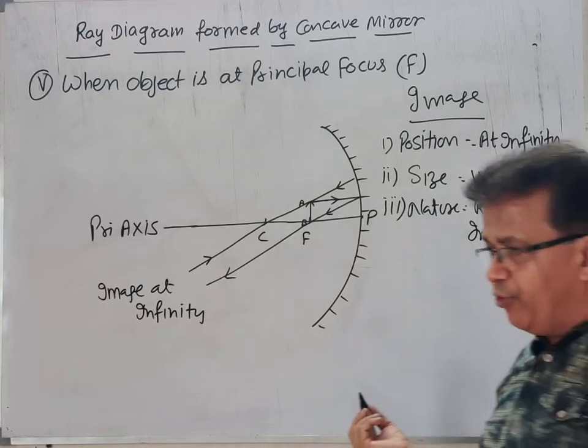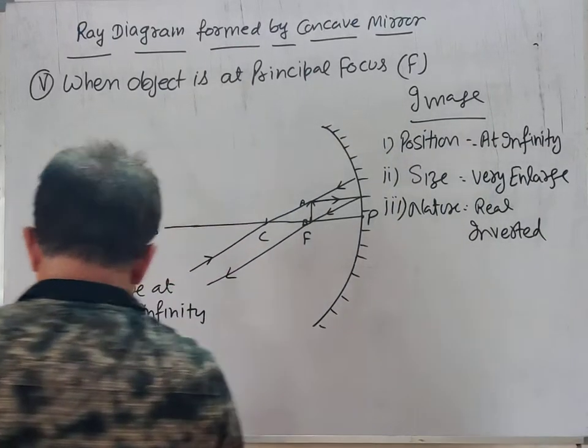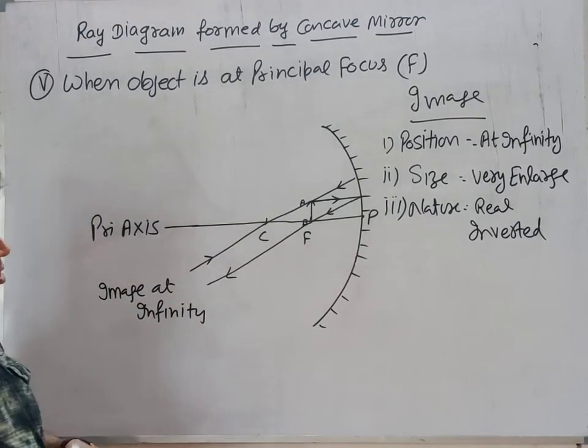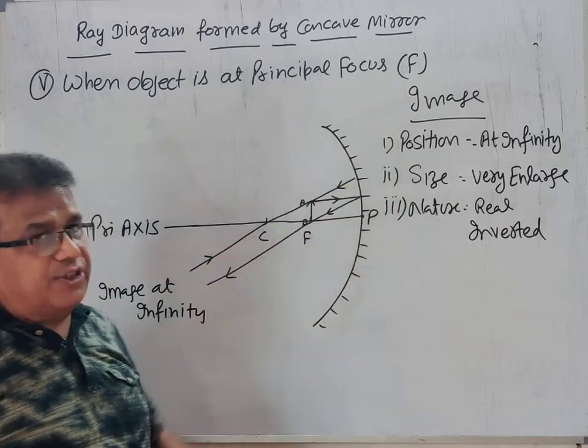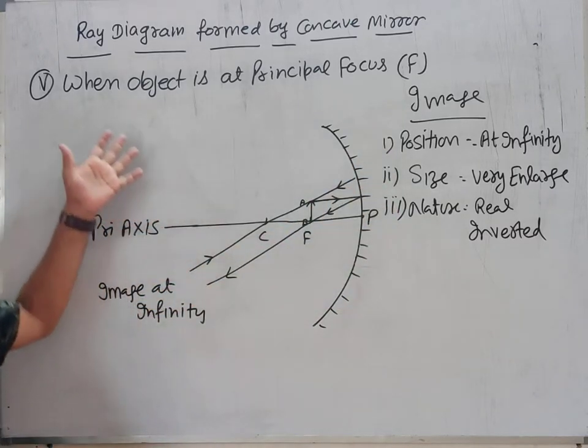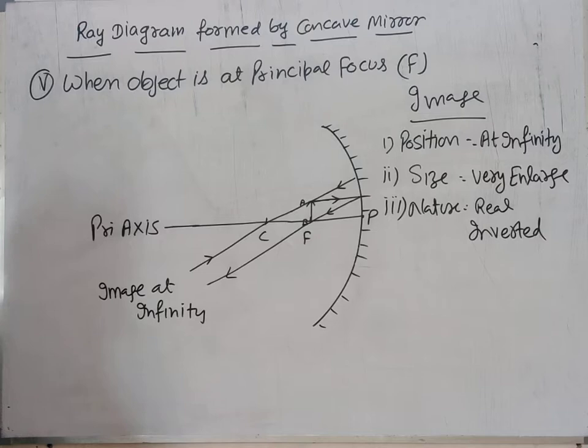Question can be in any form, like where will be the object in case of a concave mirror when the image formed is at infinity? So the answer is the object will be at the principal focus.